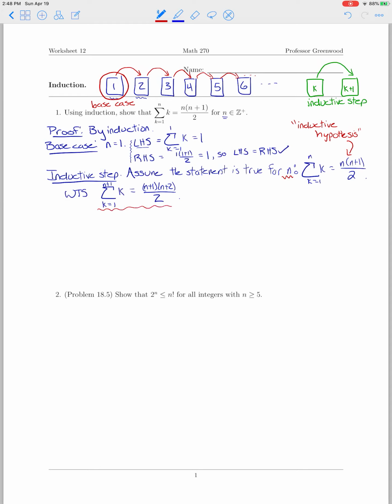And since n here is an arbitrary integer, it'll work if I plug in any specific value. And so it works if I plug in n equals 1, now I know the statement is true for n equals 2. If I plug in n equals 2, I know it's true for n equals 3, and so on.